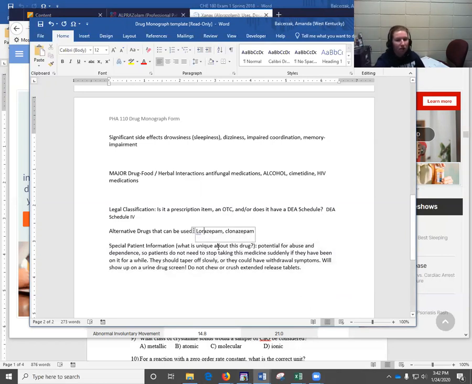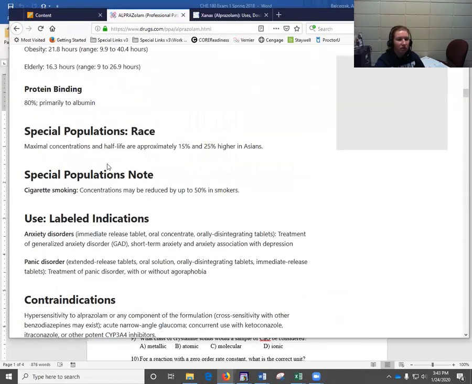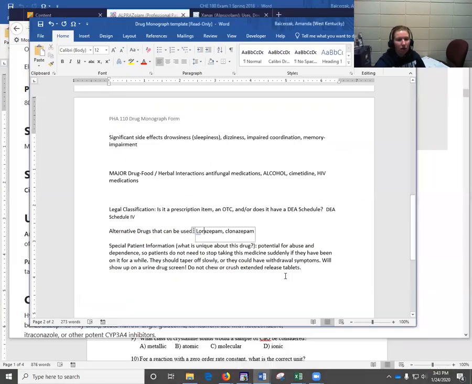Alternative drugs that can be used, so this would be anything that's another drug that basically does the same thing. Sometimes you might find it on here, but you can also look up and say, oh, it's a benzodiazepine, and do a search for other benzodiazepines. It'll give you a list. But these are just a couple. Do not put in alternative drugs the different brand names, because that's the same drug. It's the same ultimate active ingredient.